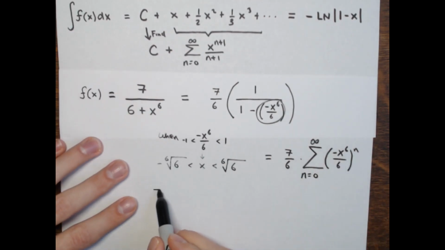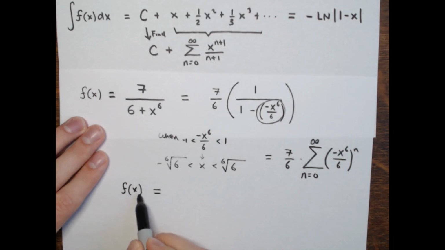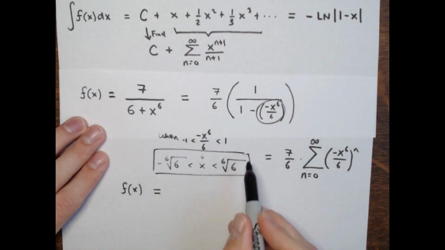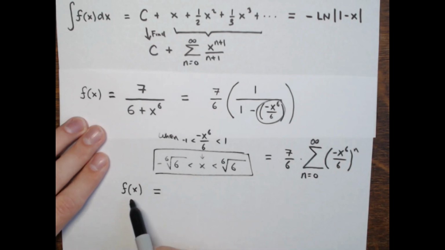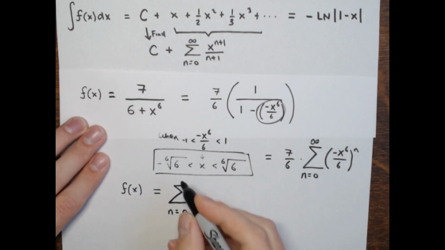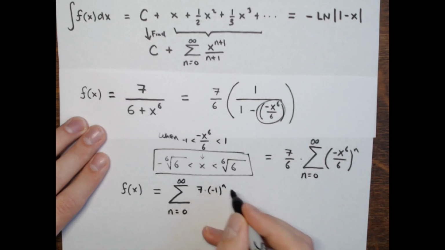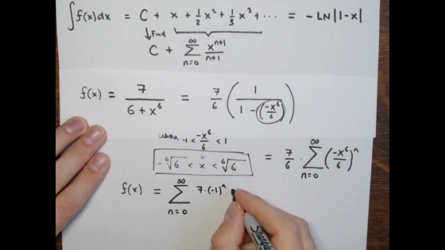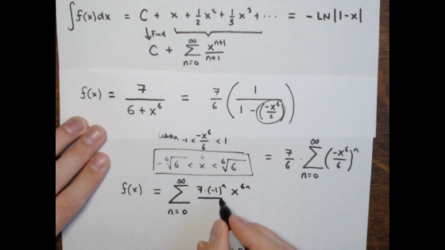I'm going to simplify this. As long as values of x are in this interval, f of x will be the value of this series here. We have the sum n equals 0 to infinity of 7 times negative 1 to the nth times x to the 6n, over 6 to the n plus 1 power. So there's your coefficients and your powers of x. And it's centered at 0. These are powers of just x, not x minus 1 or x minus 2 or something.